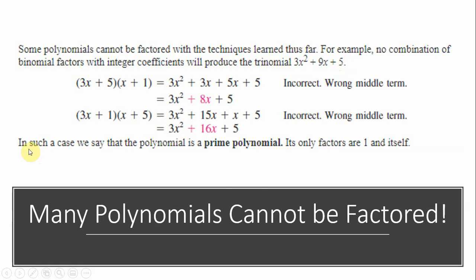So in this case, we say that this polynomial is a prime polynomial. Its only factors are 1 and itself, just like a prime number. Many polynomials cannot be factored. There are lots of prime polynomials. You just have to go through trial and error and then recognize they can't be factored.